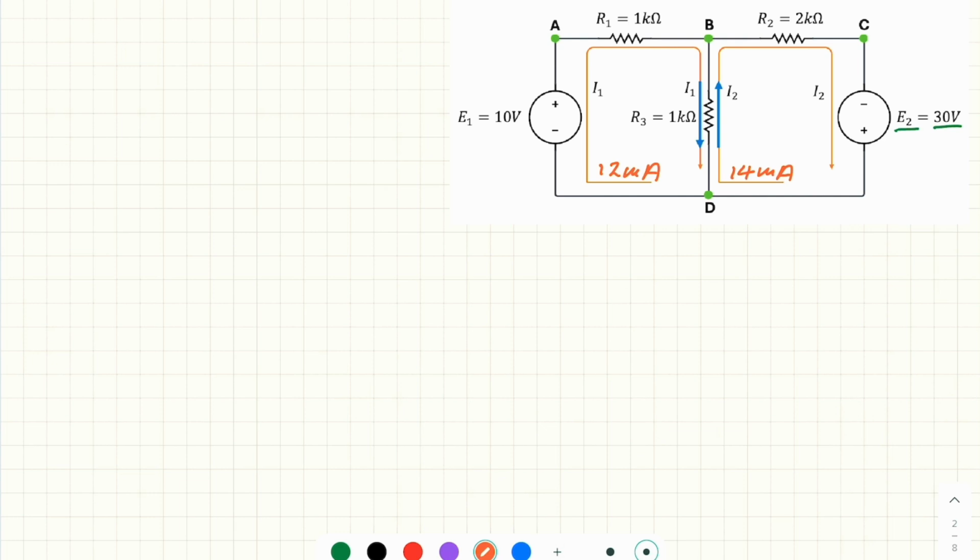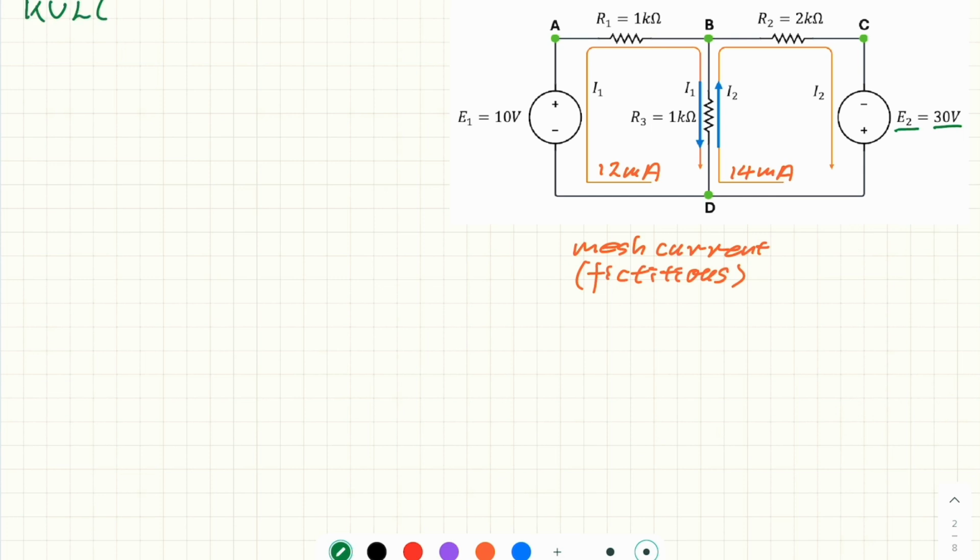However, remember, I1 and I2 are mesh currents, and the mesh current may or may not correspond to the real current passing through the components along the circuit. So the mesh current is called fictitious. It means it's just like a tool. Next, we want to verify if the KVL equations are correct for these two solutions.